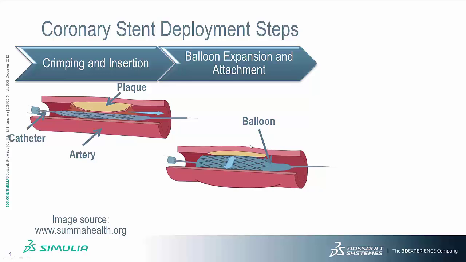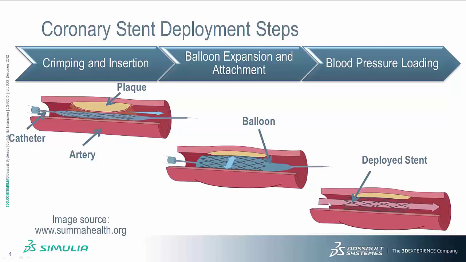Once the stent has been deployed or attached to the walls of the artery, the balloon is then collapsed and removed from the artery, and then you finally end up with a deployed stent. And after that, as the blood flows through the arteries, a cyclic loading of blood pressure is applied on the artery as well as the stent over the life of a person.